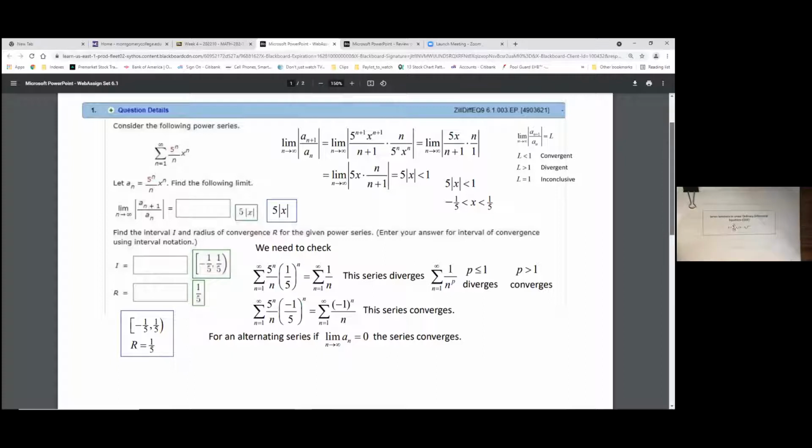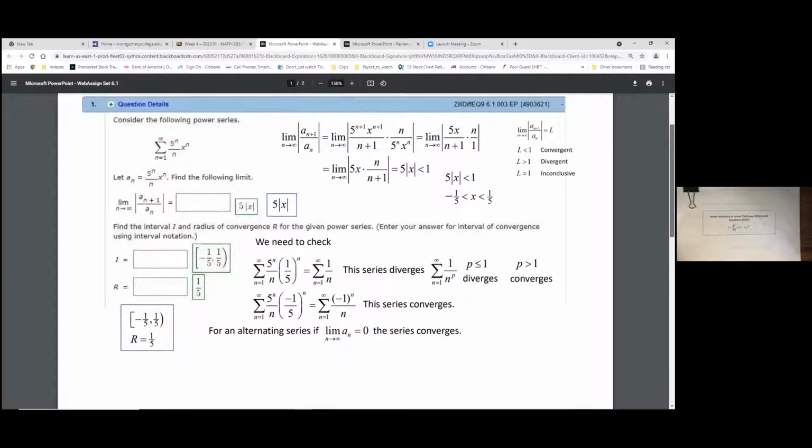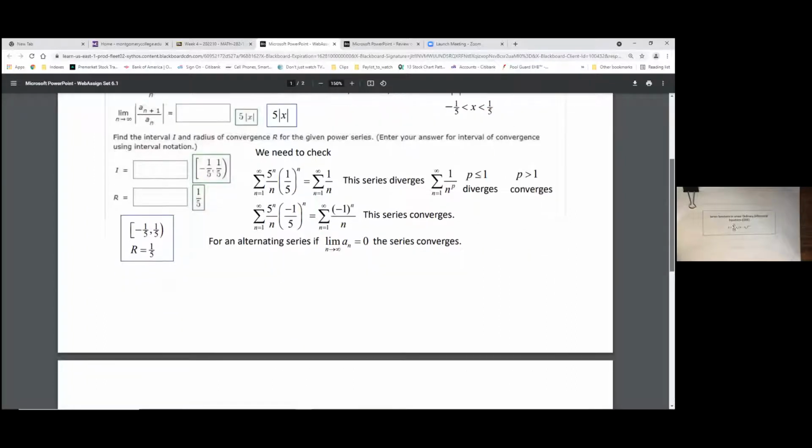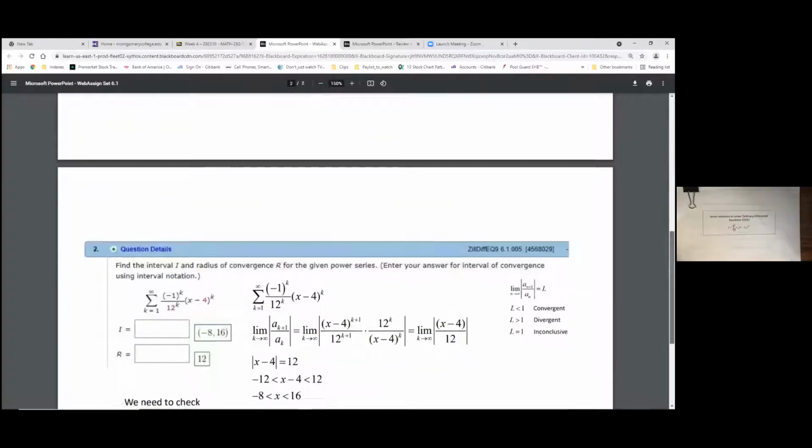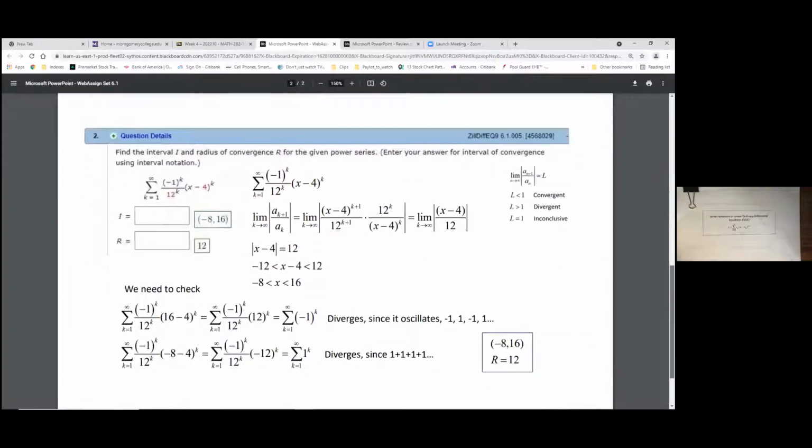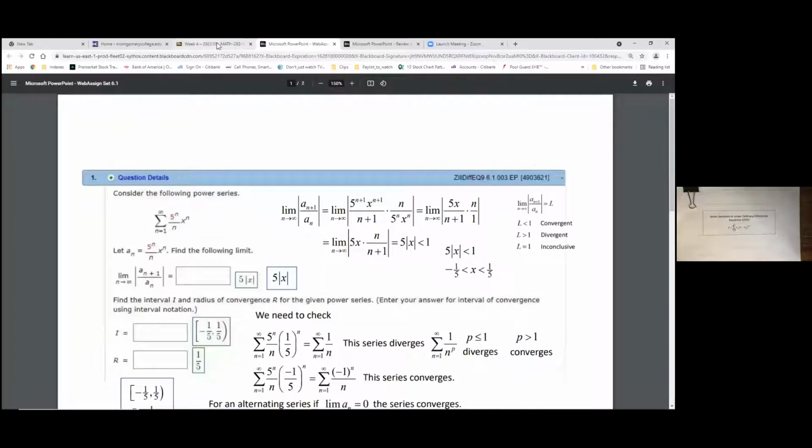This is something you should have learned in calculus too. And then there's another problem here too, a similar problem. Once again, instead of having a 4 here and a 12 here, you may have something else. You could luck out and have what I have. Okay, so that's that.